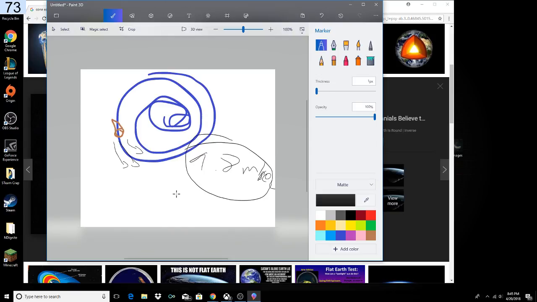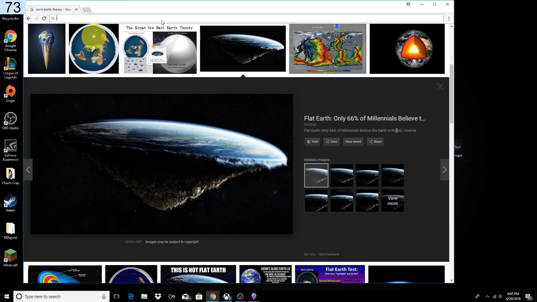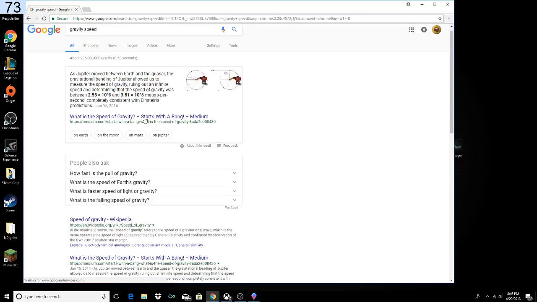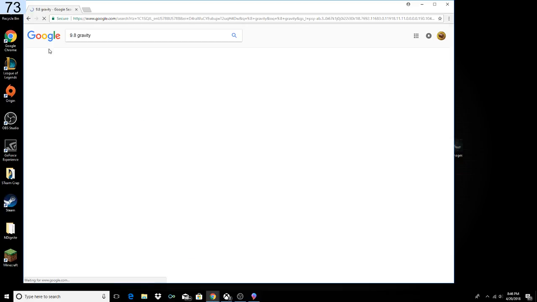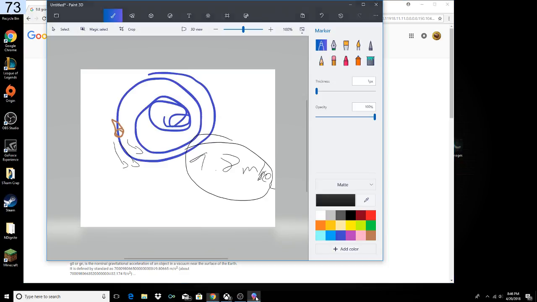And guess what 9.8 meters per second is? Well, let's look it up. Gravity speed. Whatever. It's 9.8 meters per second. Like 9.8 gravity. So basically, this is the acceleration. 9.8 meters per second. Our Earth is going 9.8 meters per second around the Milky Way galaxy, slowly coming in to the black hole. Okay, we're eventually gonna get eaten by this one day, unless we can figure out a way to stop that.